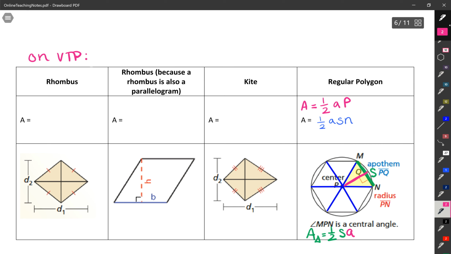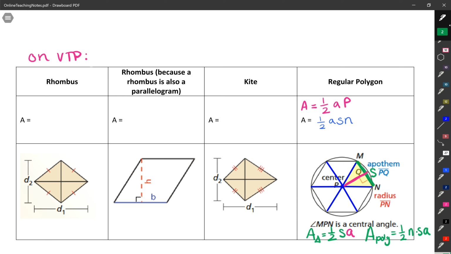And so then the area of, oops, I'm gonna use a different color. The area of the polygon would just be that area of a triangle times 6 in this case, but it would be times the number of sides. So 1/2 times N times S times A, and that gives us that same formula. Just have the N, the S, and the A in different order. So N times S times A is the same as A times S times N.